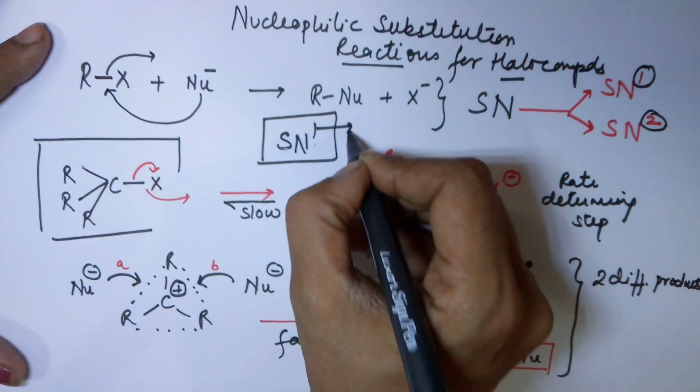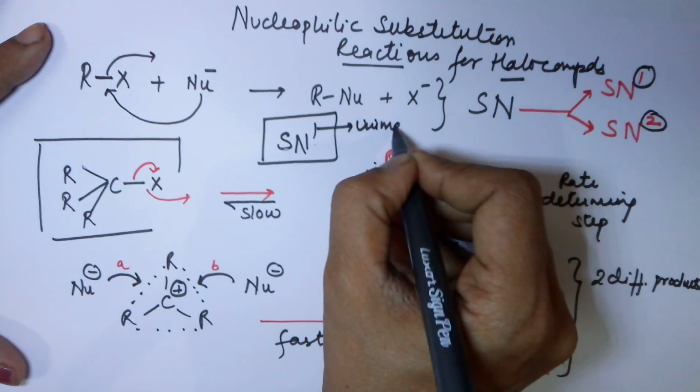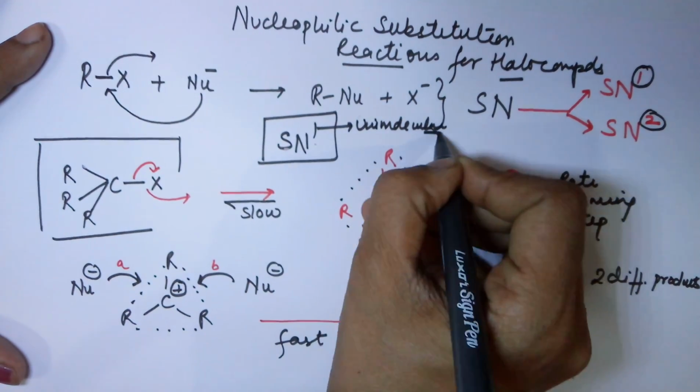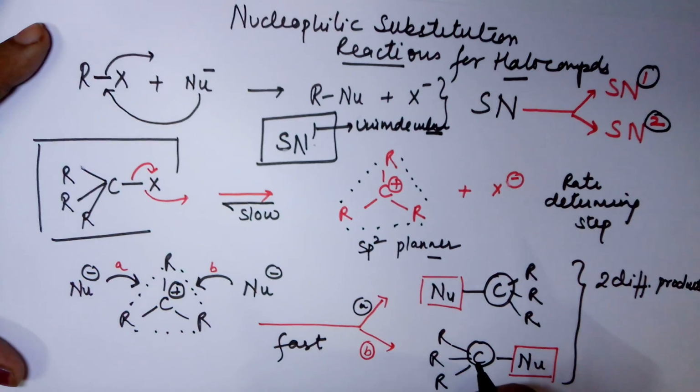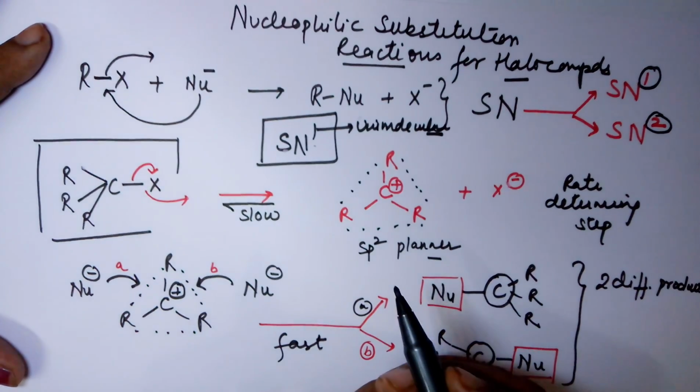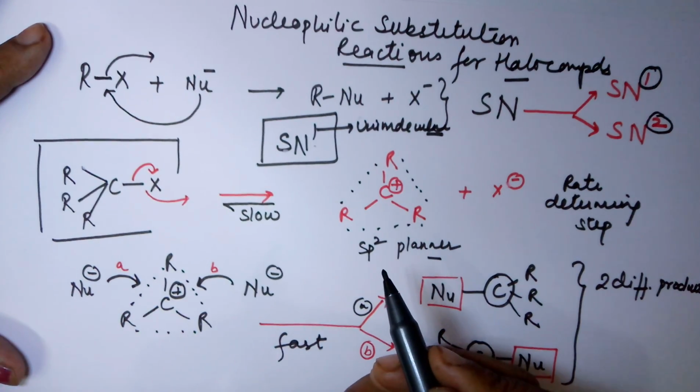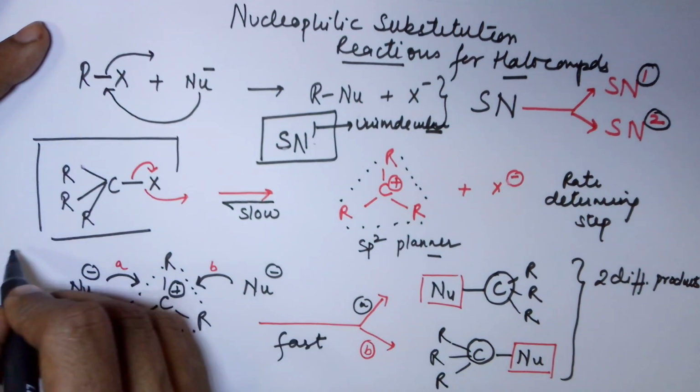This one is your unimolecular, which means the reaction is dependent on only one of the reactants, not both the reactants. It is also called a first order reaction.